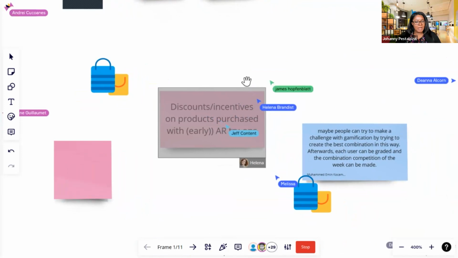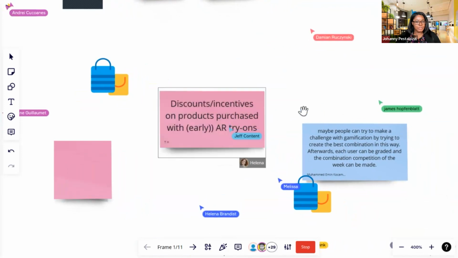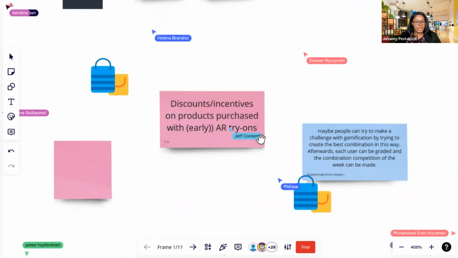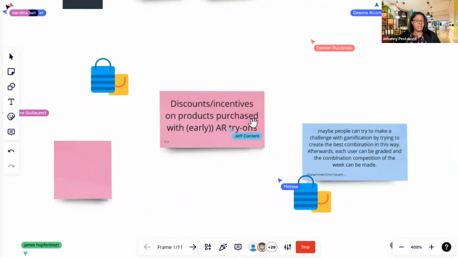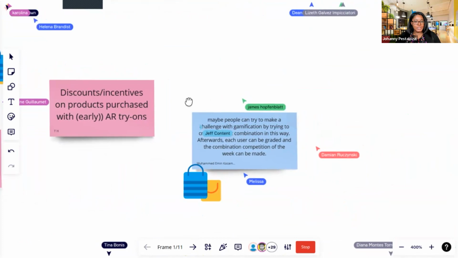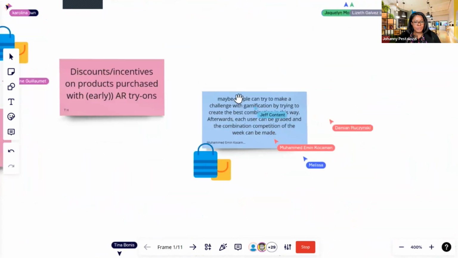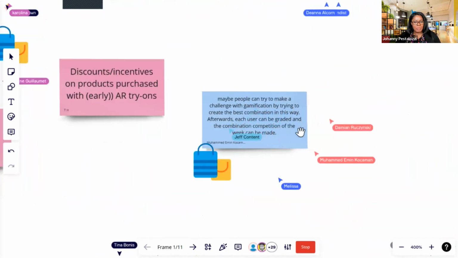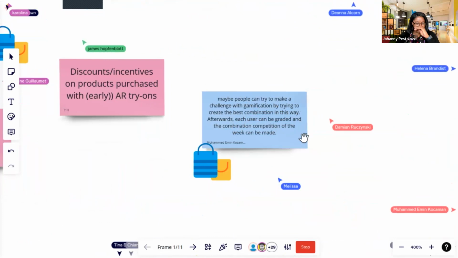Okay, so I will read it in case the person is not there. So it's about discounts or incentives on products purchased with early AR try-ons. Quite interesting, very nice. So kind of to incentivize customers to use the application. Perfect. So here's the second one. Mohammed, if you would like to describe it just briefly.